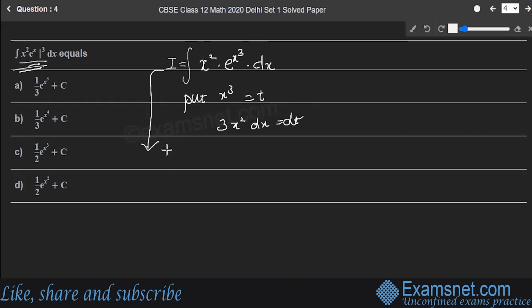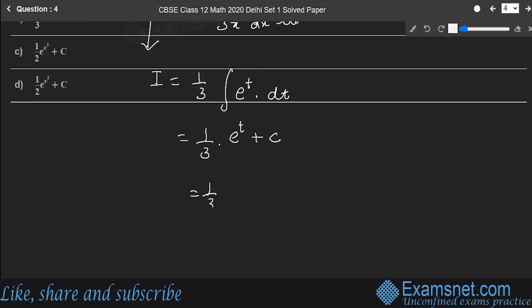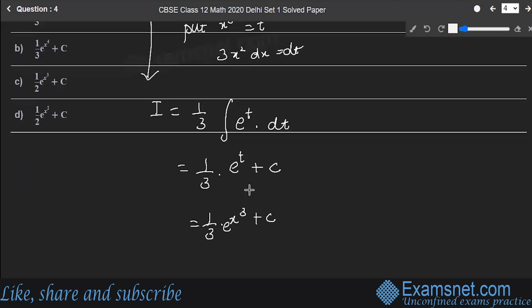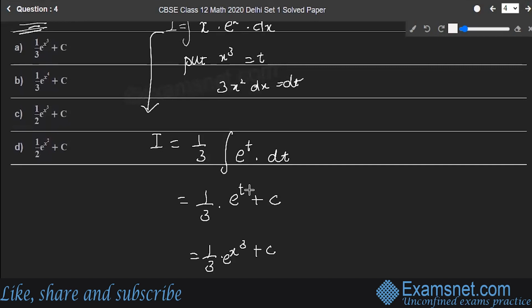So this integral I will become 1 by 3 e raised to power t dt, correct? Which will be equal to 1 by 3 e raised to power t plus the constant c. What was t? This was x cube. So this is 1 by 3 e raised to power x cube plus c, right? That makes your option A to be the answer. Hope you understood that. Next is question number 5.